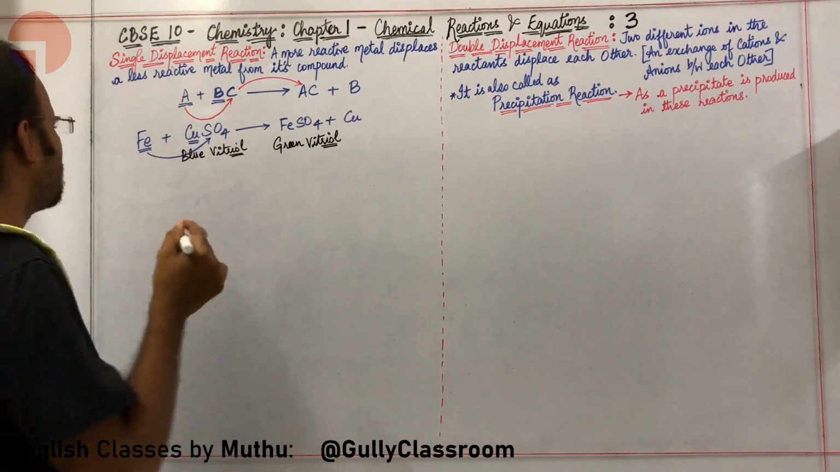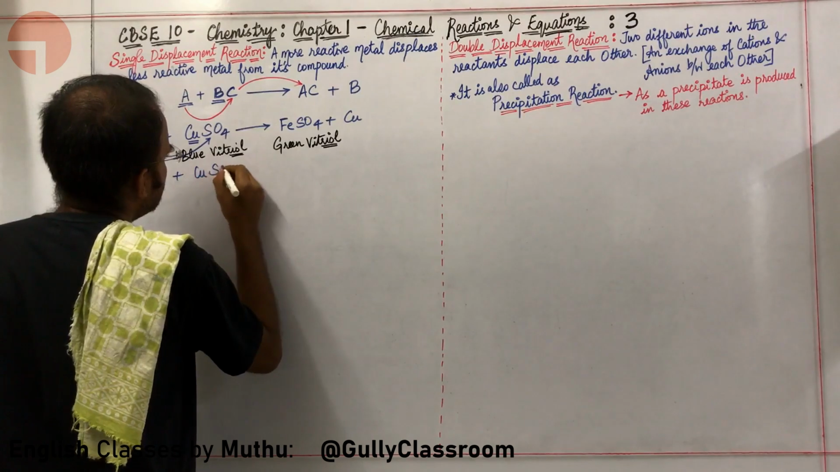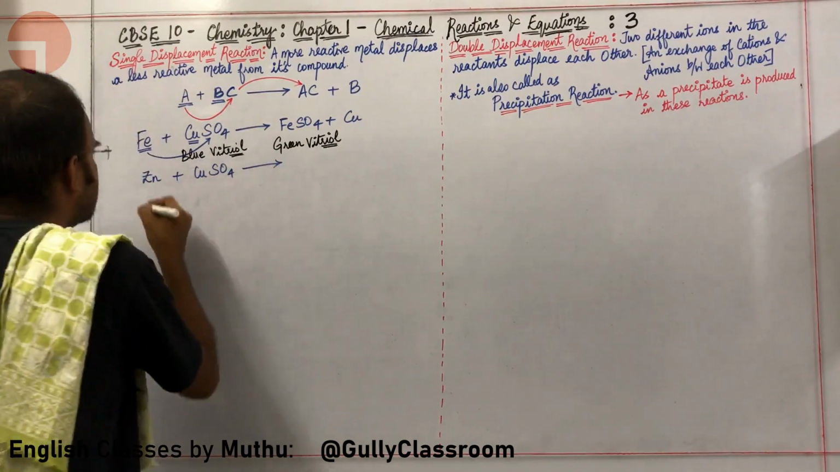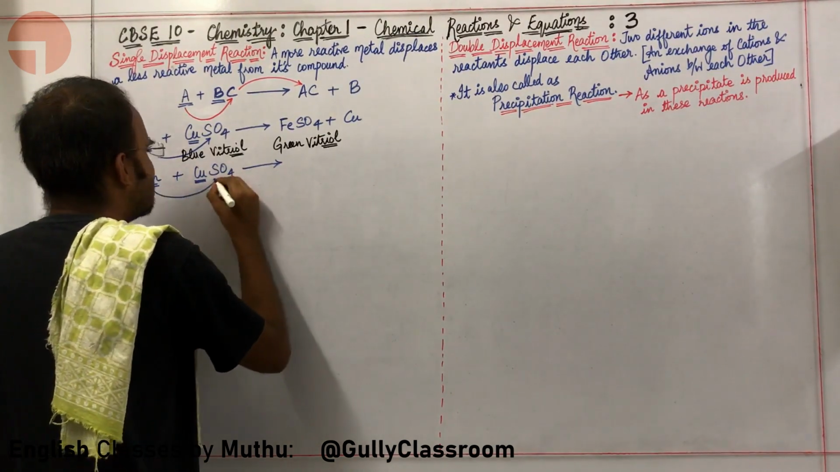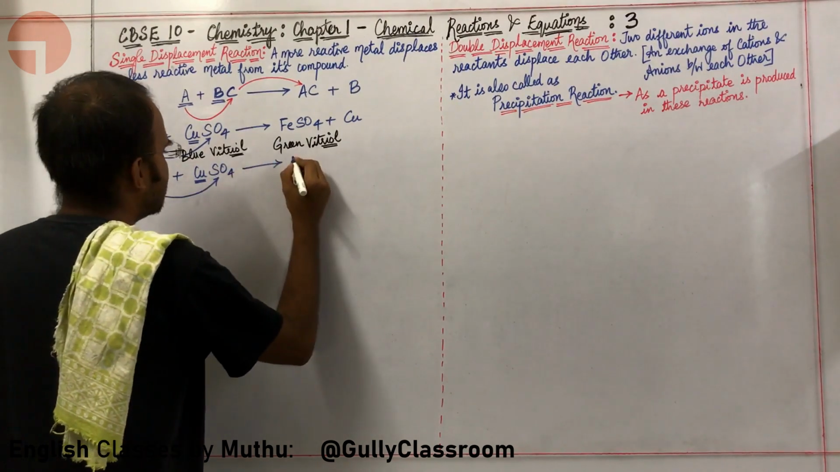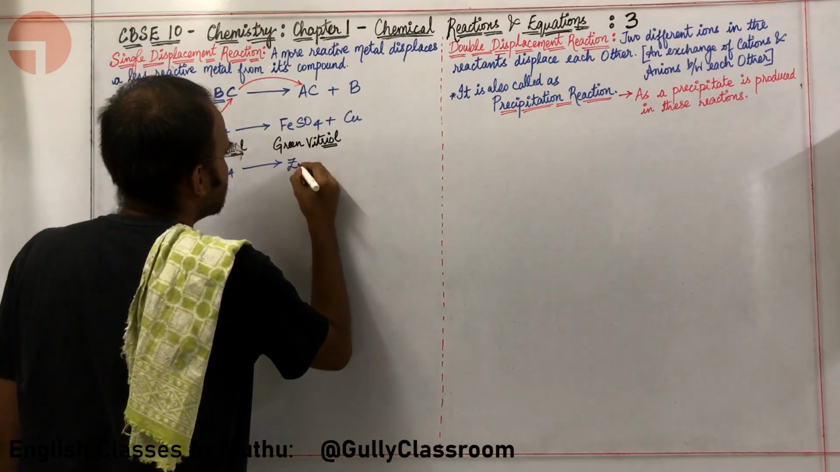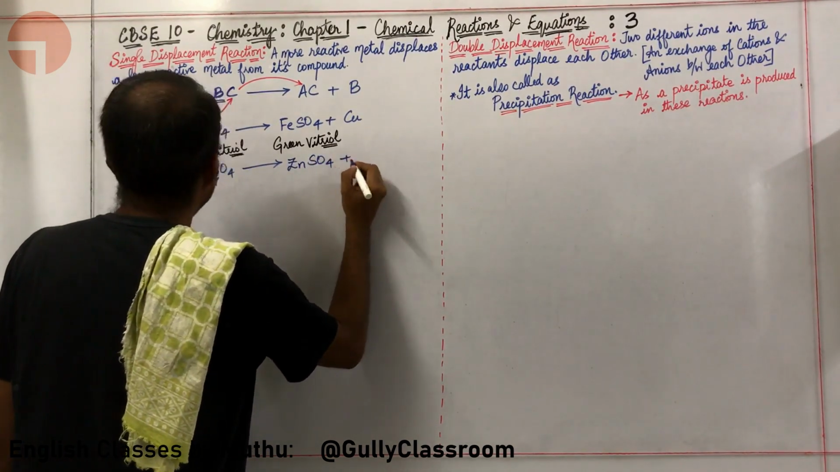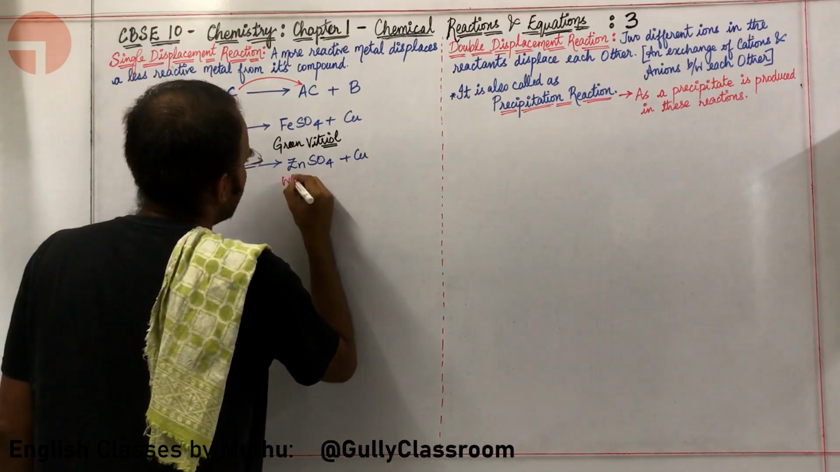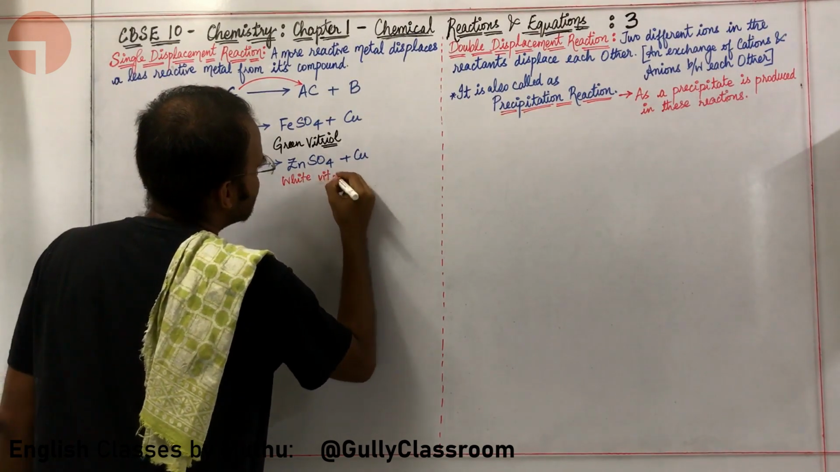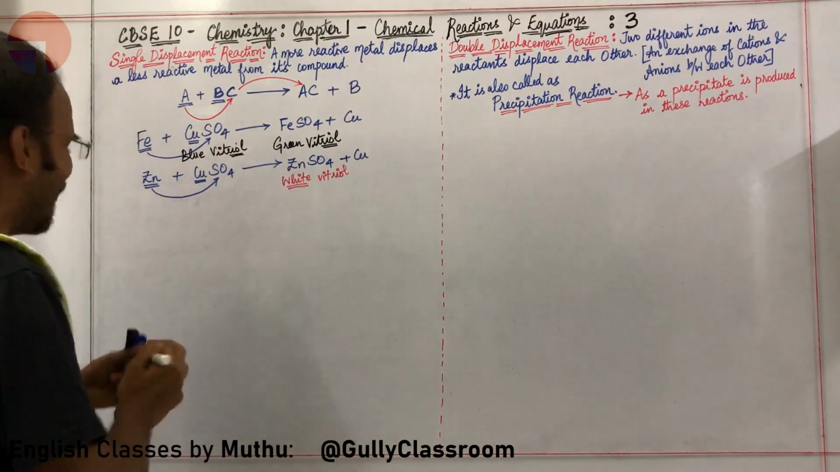Sir, give us another example, sir. Another simple example. Let us say zinc is reacting with CuSO4. What will happen? Here, zinc is more reactive than copper. So zinc is displacing copper and taking SO4 along with it. It is forming ZnSO4 and displacing copper. ZnSO4 is in fact called white vitriol because it is white in color.